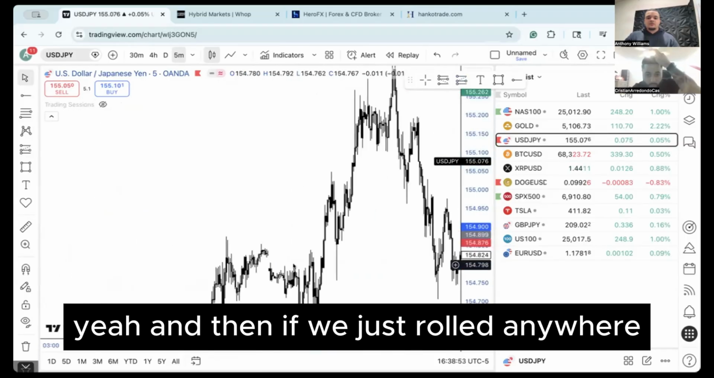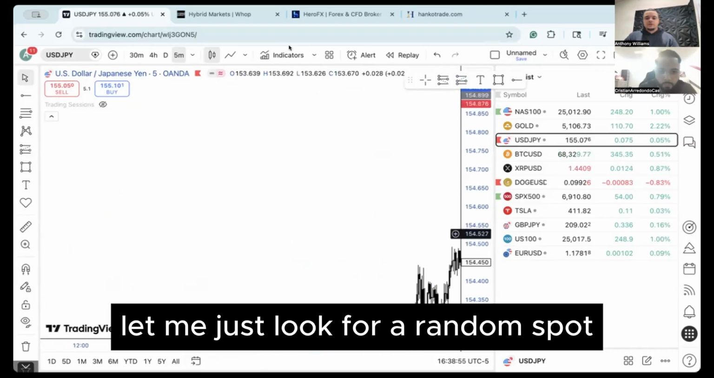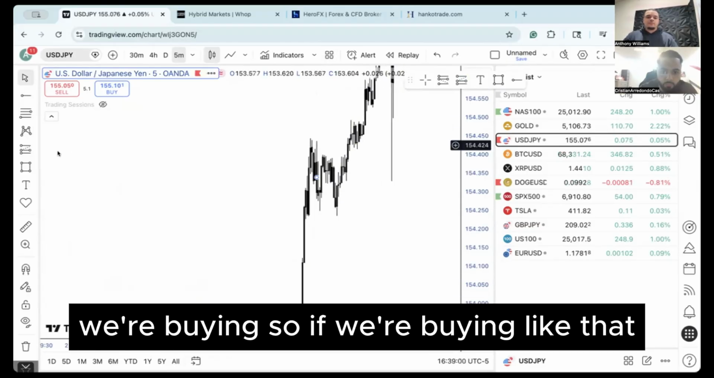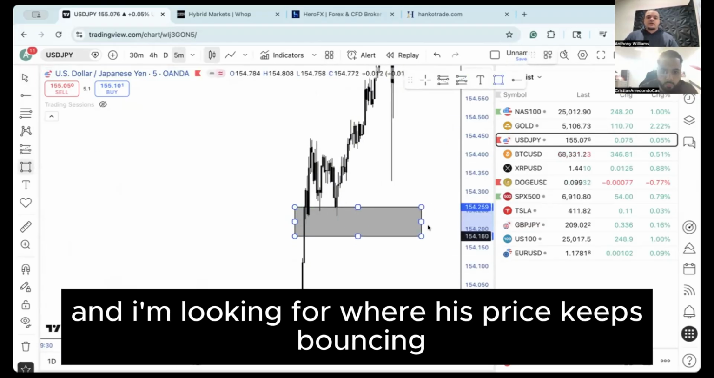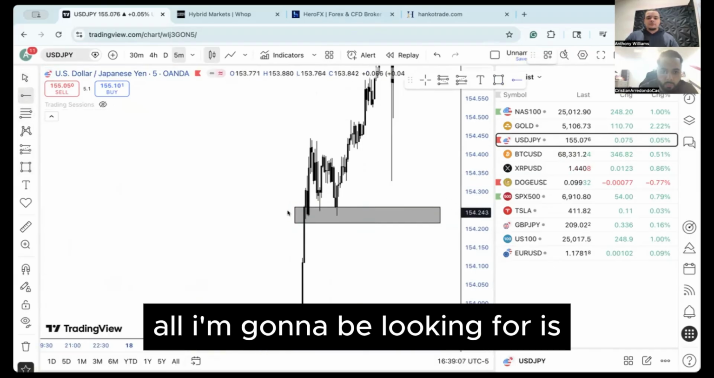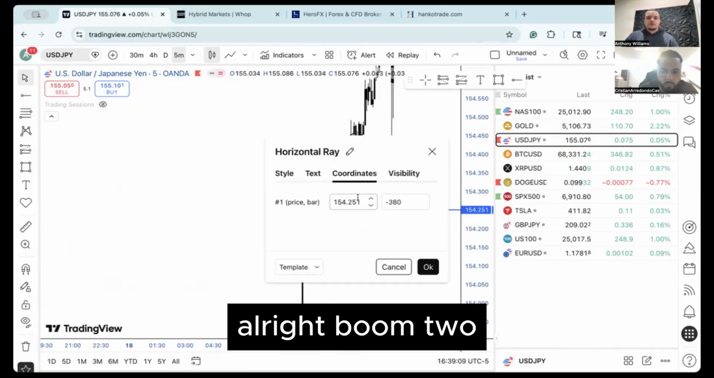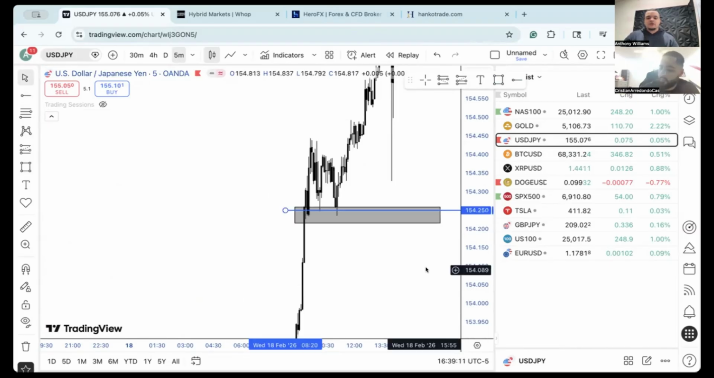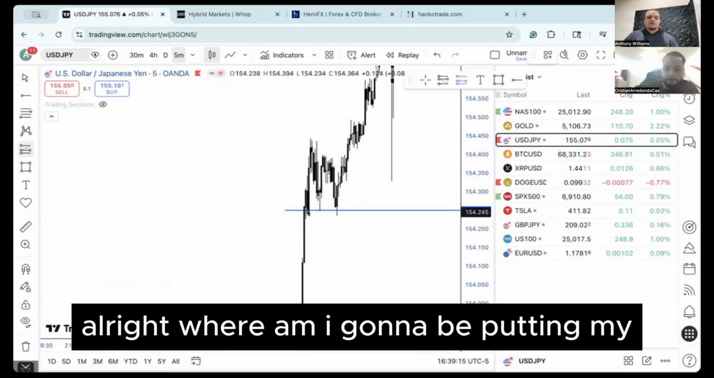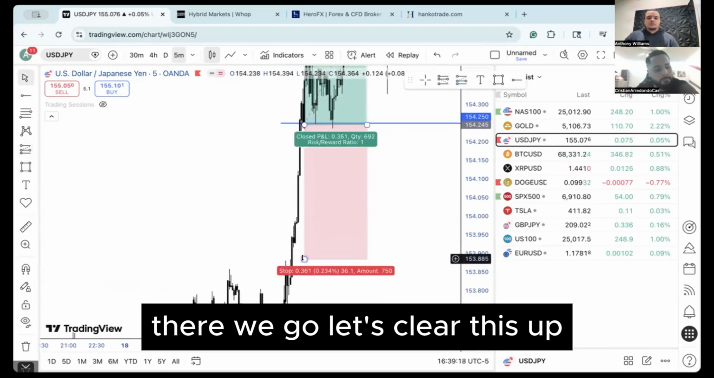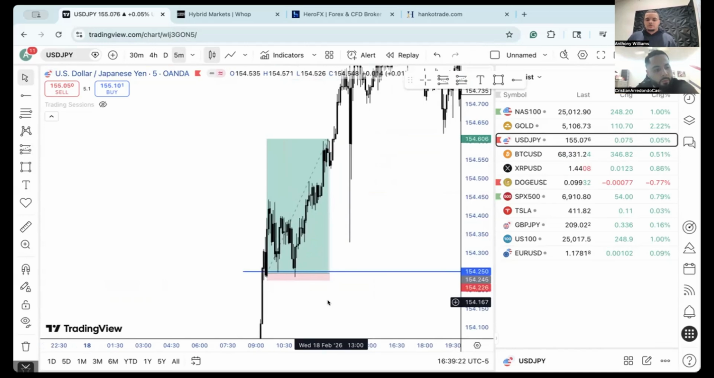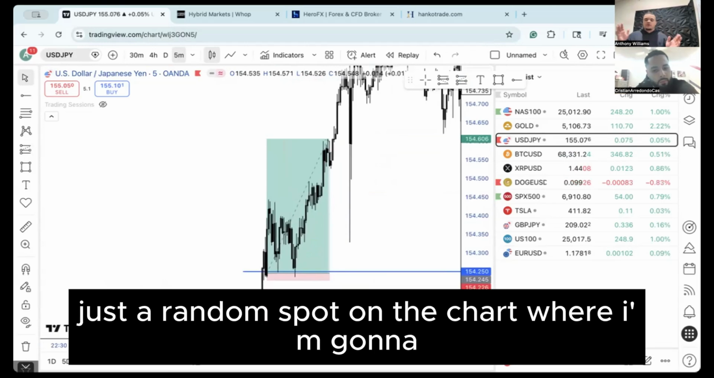And if we just rolled anyway, let me look for a random spot, because all I need to know is, are we buying? Boom. You see that? We're buying. So if we're buying like that, and I'm looking for where the price keeps bouncing, all I'm going to be looking for is, what's the whole number to it? All right, boom, let's say 250. If it's 250, take that off. Let's clear this up. And boom. Just a random spot on the chart.